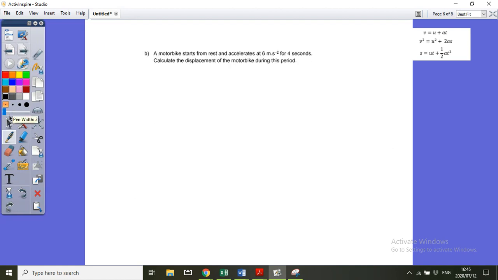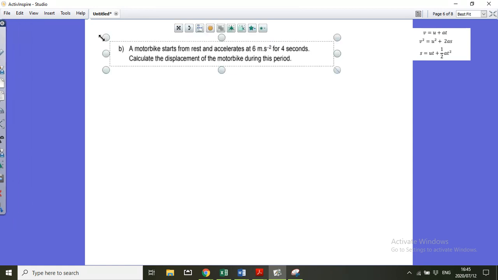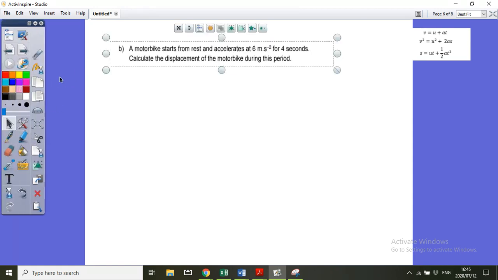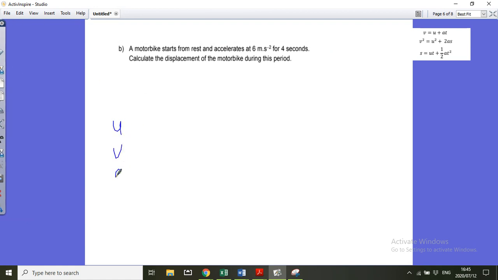Example 11b. So make that also a little bit bigger. Now, the motorbike starts from rest. So I want a different color. Do UVAST again. Starts from rest. So this is going to be 0. It accelerates. So that's my acceleration. And it's in the same direction of the motion. So it's going to be positive 6 meters per second. If acceleration and velocity is in the same direction, remember then the object speeds up. Meters per second squared for 4 seconds. Calculate the displacement of the motorbike.